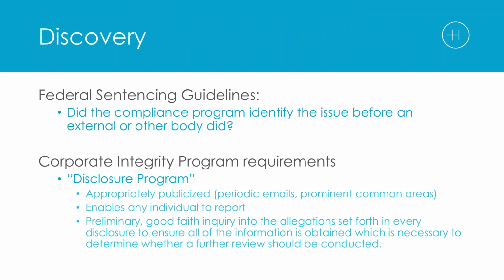So, some more on discovery. In compliance, we're often pulling from many sources. That was a legal case. We all know that many compliance elements, the seven elements, are derived from the federal sentencing guidelines. So what do the federal sentencing guidelines have to say about discovery? One interesting question that the guidelines ask is this: did the compliance program identify the issue before an external or other body did? So this is a key metric.